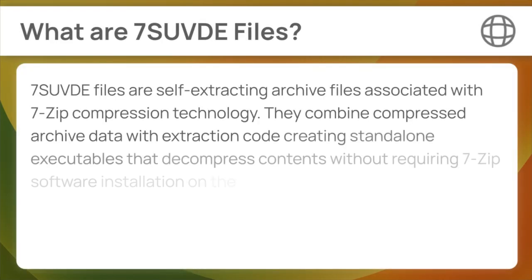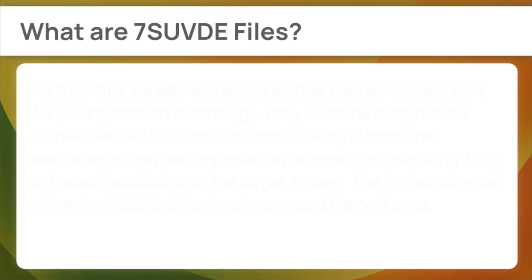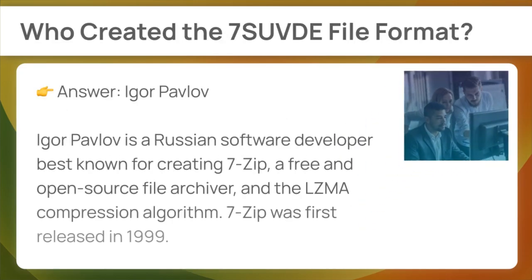7SUVDE files are self-extracting archive files associated with 7-zip compression technology. They combine compressed archive data with extraction code, creating standalone executables that decompress contents without requiring 7-zip software installation on the target system. The format provides convenient distribution for compressed file packages.